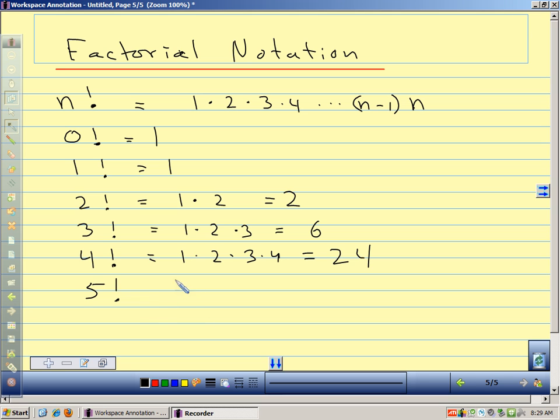5 factorial is 1 times 2 times 3 times 4, and I think that comes out to 120, times 5. Sorry, I left out the 5. So we just multiply all the numbers together. And your calculator will do factorials. I think it's in the math menu to do factorials on your calculator. So this is what a factorial is.